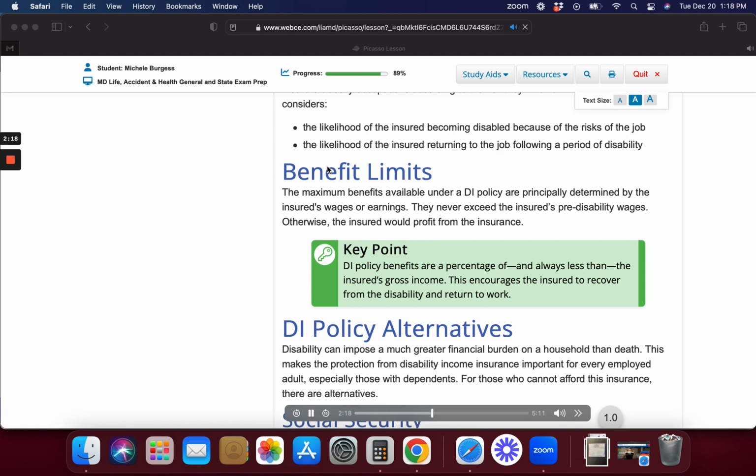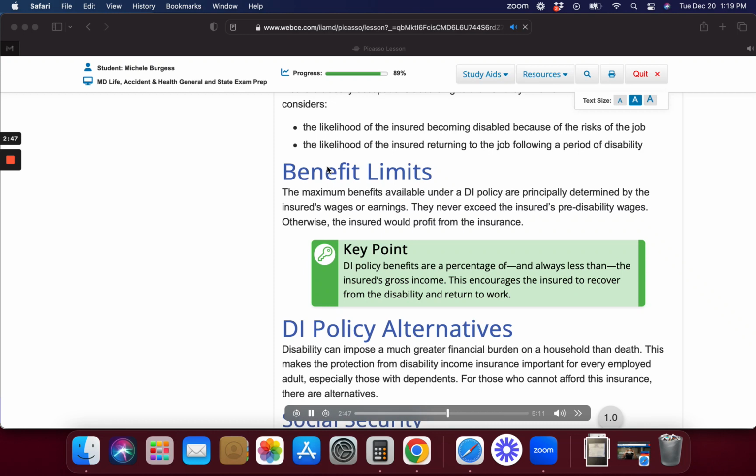Benefit limits. The maximum benefits available under a DI policy are principally determined by the insured's wages or earnings. They never exceed the insured's pre-disability wages. Otherwise, the insured would profit from the insurance. Key point. DI policy benefits are a percentage of, and always less than, the insured's gross income. This encourages the insured to recover from the disability and return to work.